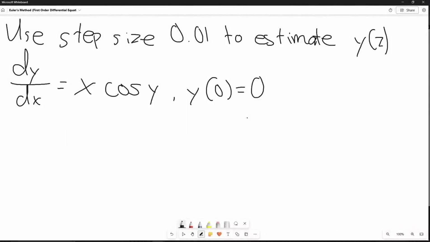Now let's do one last practice problem. If you think you know how to do this one, then pause the video and try it. This one says use step size 0.01 to estimate y of 2 given dy over dx equals x times cosine y, y of 0 equals 0.